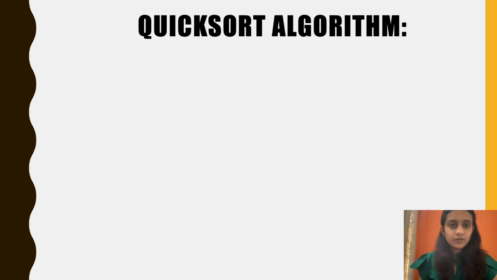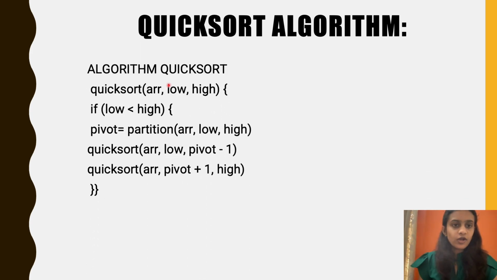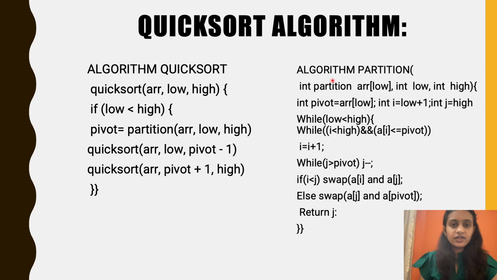So here is the quicksort algorithm. Algorithm quicksort of array, low, high. We are using an if condition: if low is less than high, then pivot is equal to partition of array, low, high. We have to do the quicksort for array, low, pivot minus 1, and again the quicksort for array, pivot plus 1, high. So here we can see the algorithm partition.